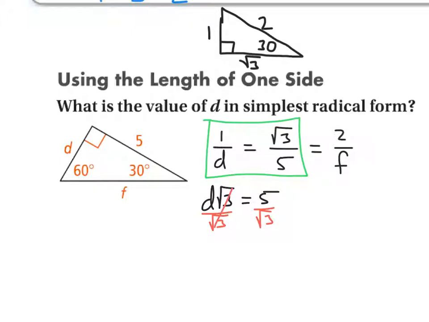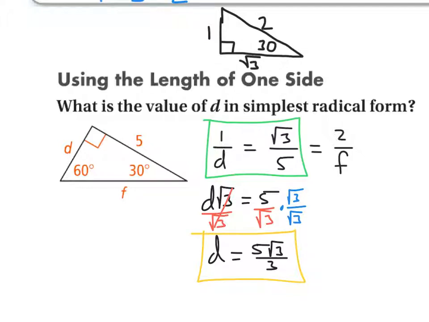And remember, that means we have to rationalize. So I multiply top and bottom by the square root of 3. So D then equals 5 square root of 3 over 3. That is in simplest radical form. Well, we're not done. We got to solve for F.